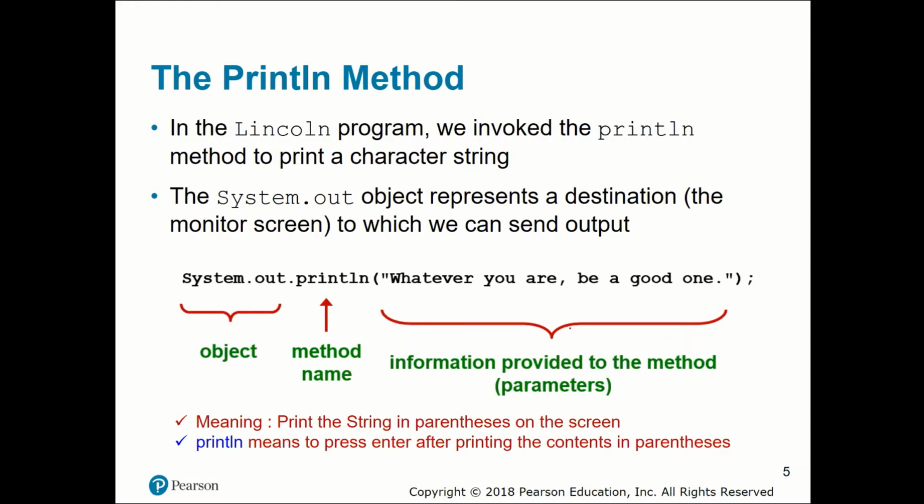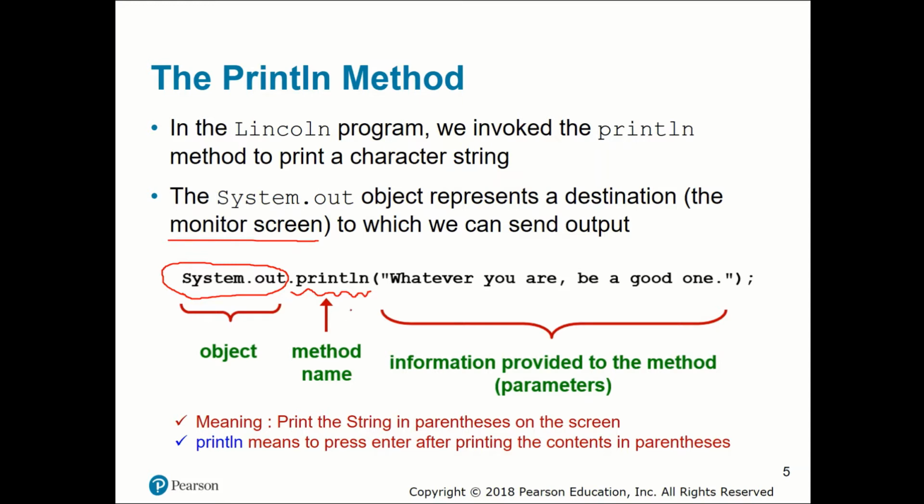In the Lincoln program, we invoked the println method to print a character string. The System.out object represents a destination, the monitor screen, to which we can send output. This is a little bit complicated when you first see this line, but it is not that difficult. You can think of this as an object, and this means the monitor screen. And println means print something, okay? And this is called a method.